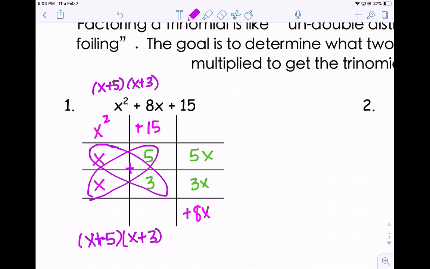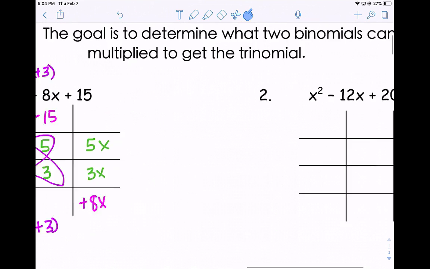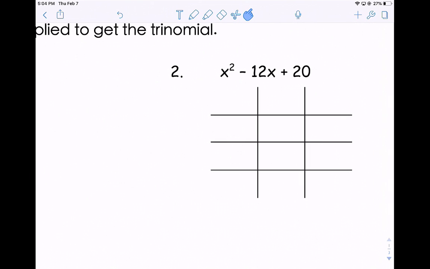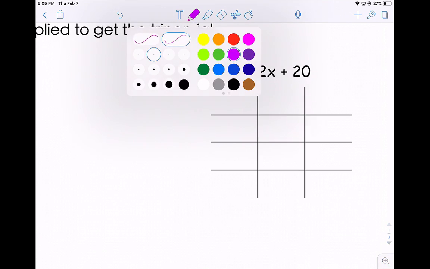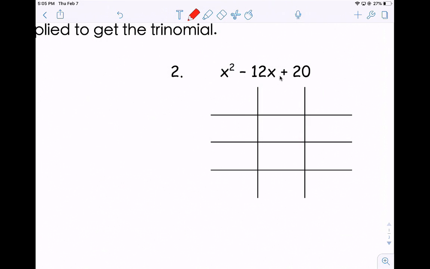Okay, so let's look at another example. So number 2, we have x squared minus 12x minus 20. So again, we're looking to fill in our tic-tac-toe grid. We always, again, first want to look for, is there a greatest common factor? Well, I don't have an x to take out of this 20 to divide out, and I can't divide out a constant because this coefficient is a 1. I can't divide anything out of that.